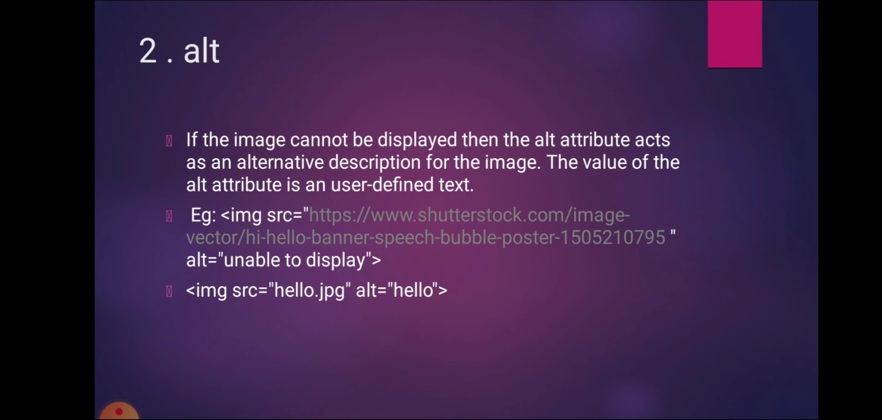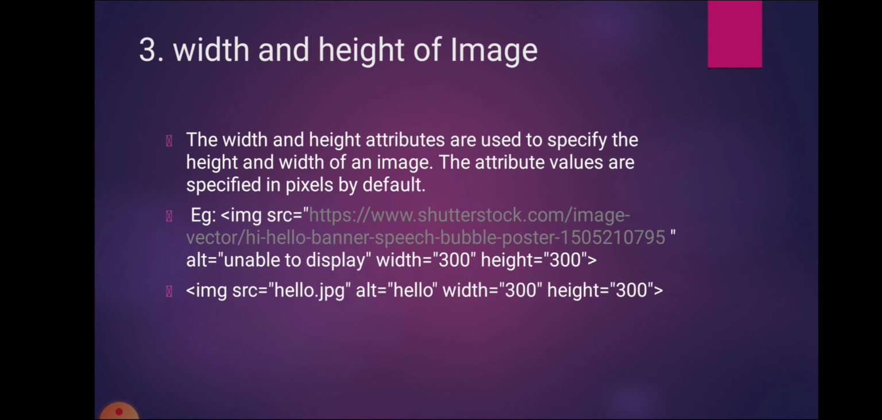For example, here img src is equal to the URL given, alt is equal to unable to display. That means suppose the image is not found by the web browser, then the unable to display text is displayed in the place of the image. Img src is equal to hello.jpg, alt is equal to hello, means the word hello is displayed in the place of that image.